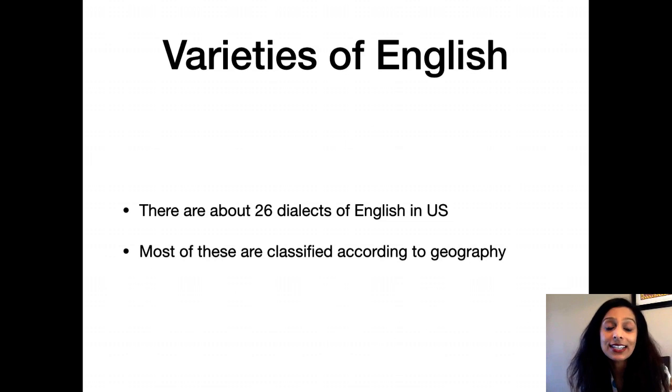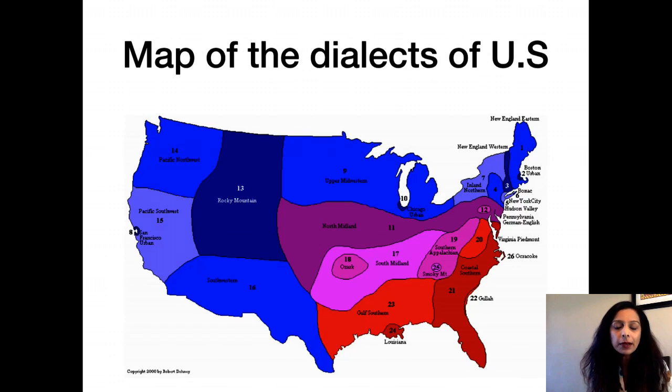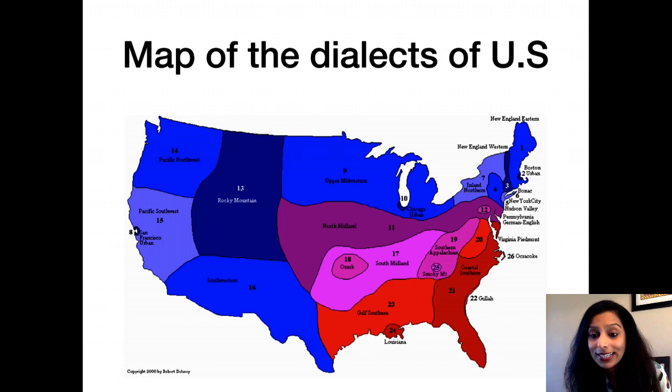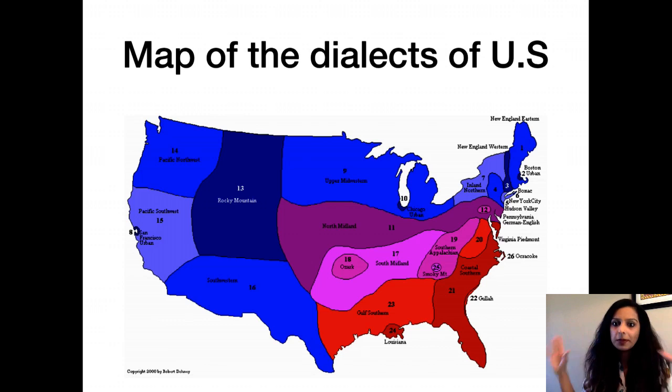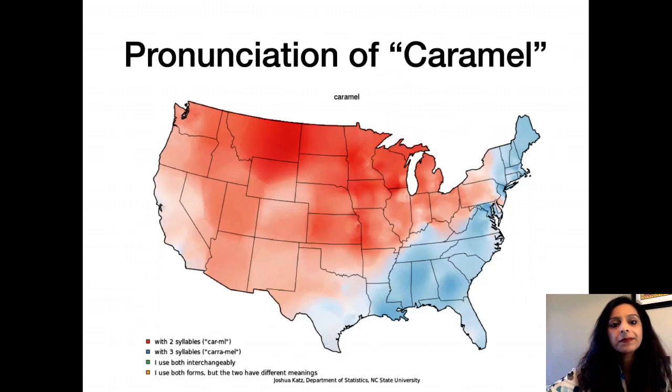There are about 26 dialects of English in the US, and most of these are classified according to geography. So here's a map of the different dialects of the US. As you can see, we are in number 11. Kansas speaks the North Midland variety of English, but you can see that there are different varieties of English based on different regions because America is really a huge country, and so there really is no way in which everybody in America is going to speak only one dialect of English. Like that's just completely not possible. So these are the different 26 dialects, very often considered to be broad kind of distinctions based on region.